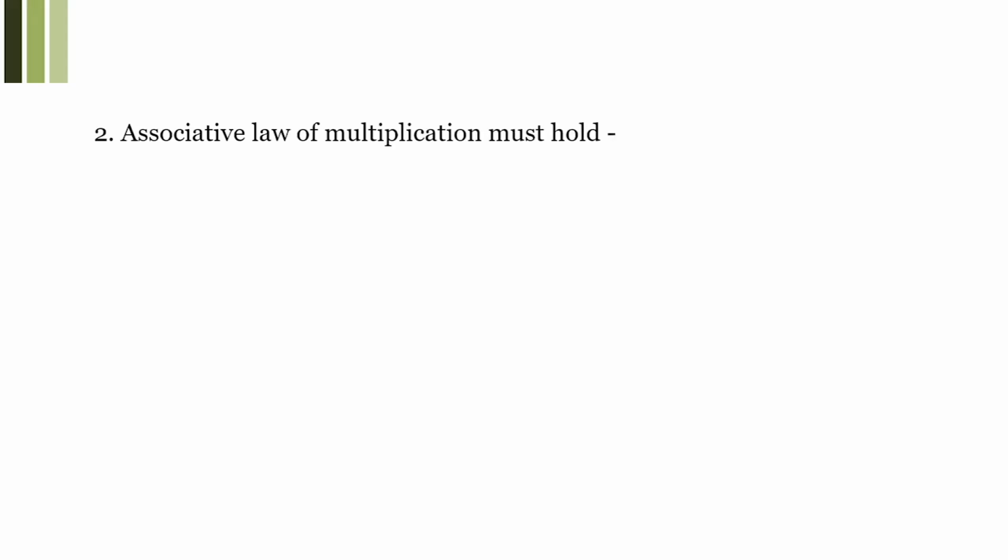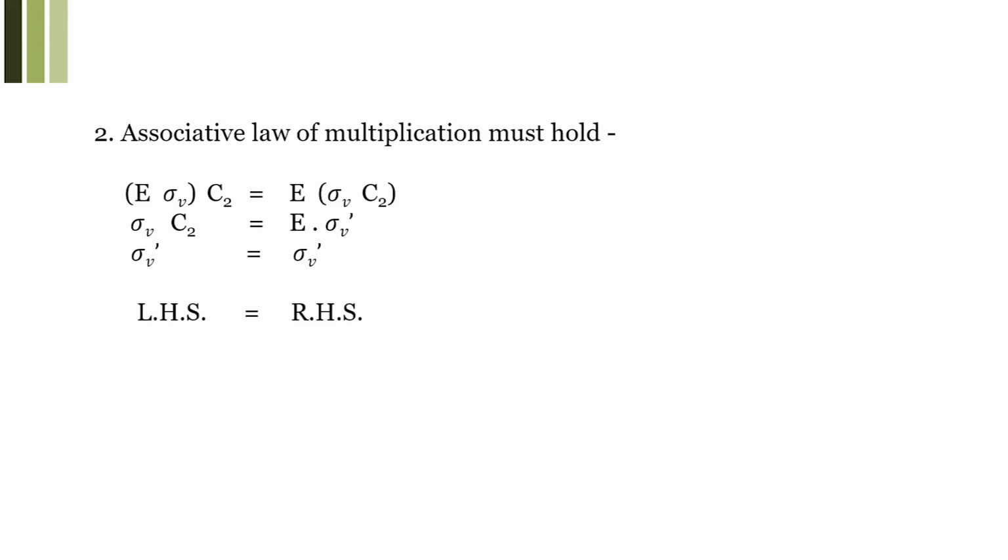This helps a lot in understanding the postulates of group theory. The second, as we have discussed, is that the associative law of multiplication must hold. Take any three members, E, C2 and sigma v, and put them in brackets. Solve the bracket components. Sigma v into identity is of course sigma v, and C2 into sigma v is equal to sigma v dash, as we have just seen. We have also seen that C2 into sigma v is sigma v dash. So this is also sigma v dash. Left hand side is right hand side. So the law holds true.